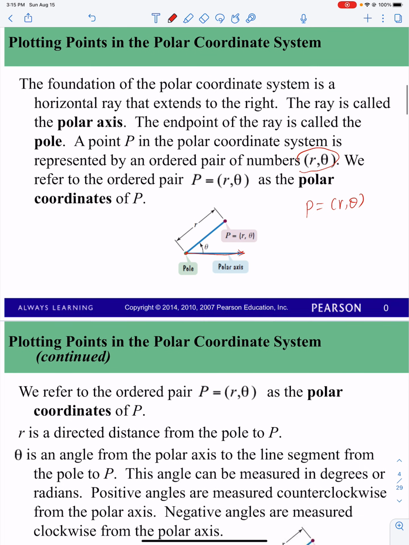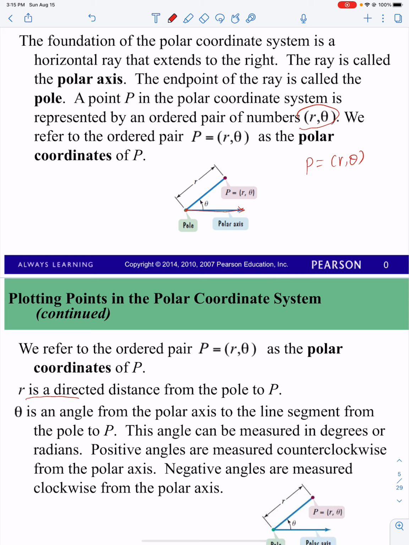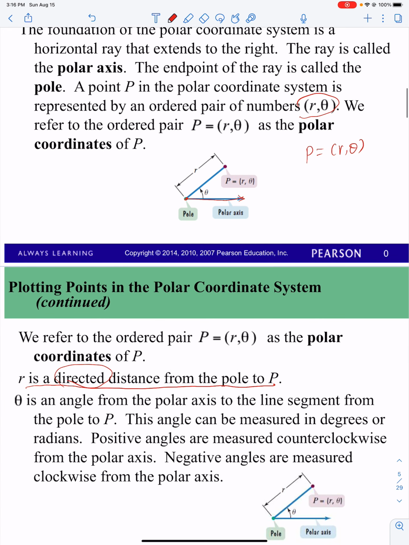So what does r mean here? r is a directed distance from the pole to P. Directed means you have the sign, okay? So from the pole to here, you get a directed distance. It can be positive or negative. So that's very important for the polar coordinate.